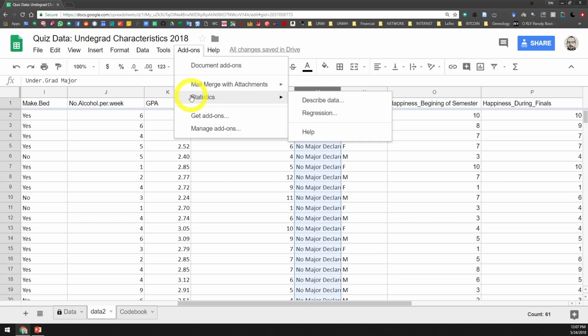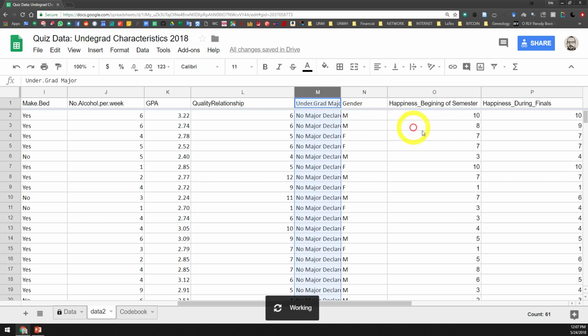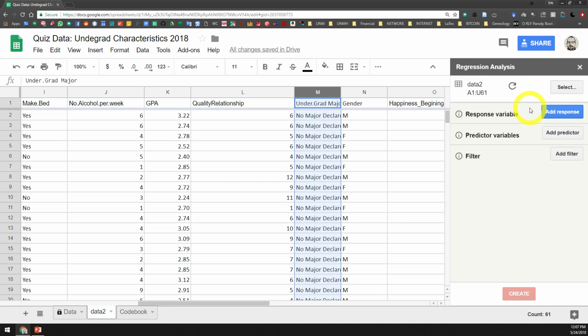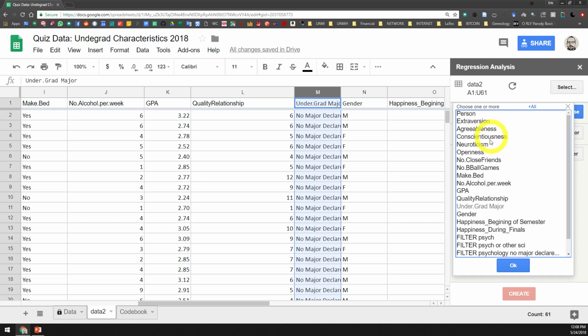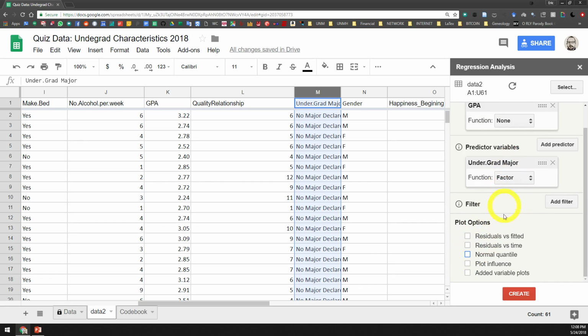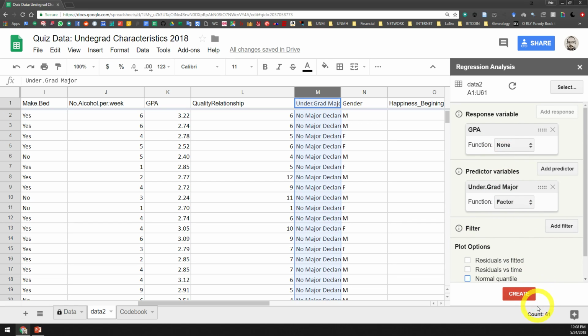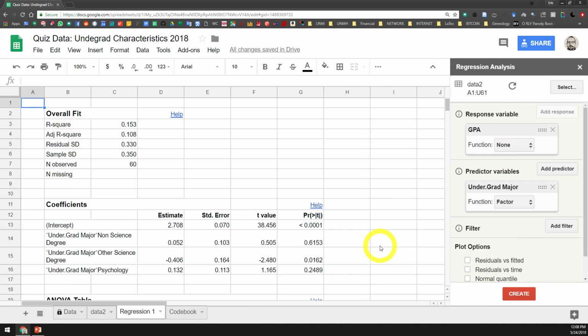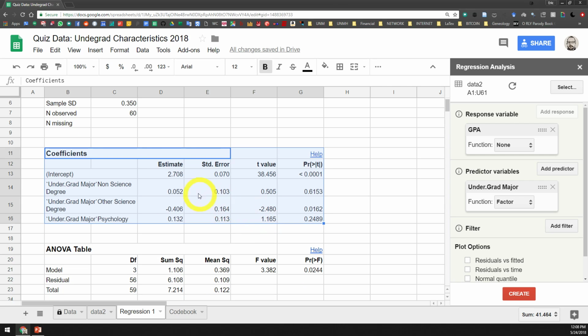So we're going to go up to add-ons, statistics, go to regression. The response variable is GPA, because that's what we want to look at. The predictor variable is undergrad major. Where is that at? There it is. We don't need any of these other plots for right now. And we don't need a filter at all, because we're comparing all 4 groups to each other. We're going to go ahead and click Create. And now we get this coefficient table, and we were previously looking at this for the t-test, but I'm going to ask you to ignore this. We're not going to focus on that.